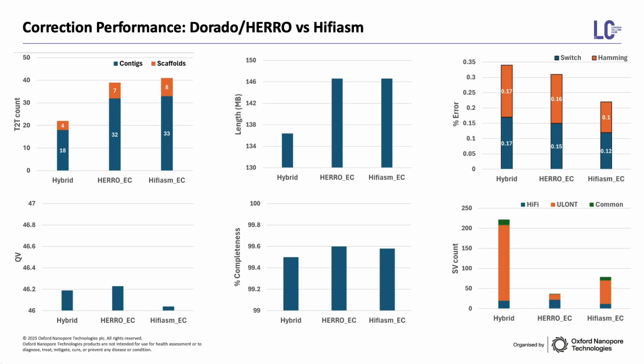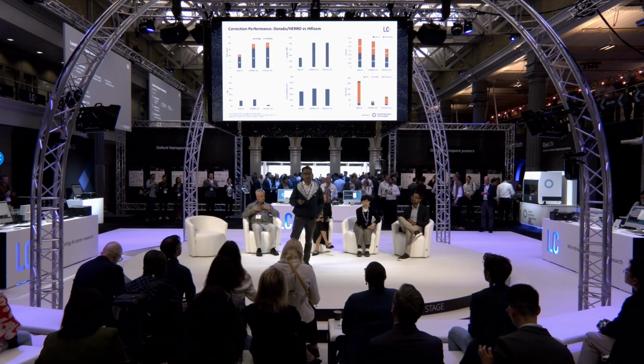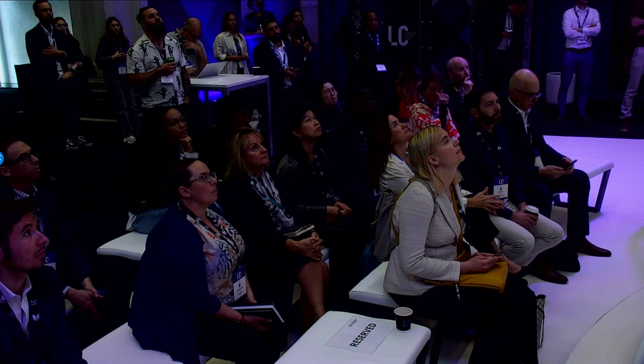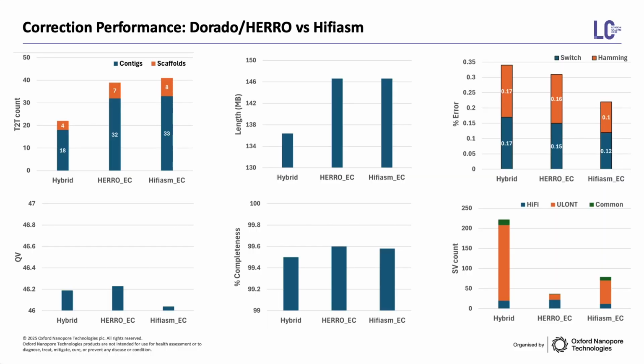As an alternative to this GPU-based correction, recently a new method was introduced in Hyphaesium. This is a CPU-only correction method. As you can see, the CPU-based correction method from Hyphaesium is still better than the hybrid approaches that only use HiFi plus ultra-long, and it is as good as Hero, which is a GPU-based one. But the current version is still in an early phase. The Hyphaesium correction method is still being developed.